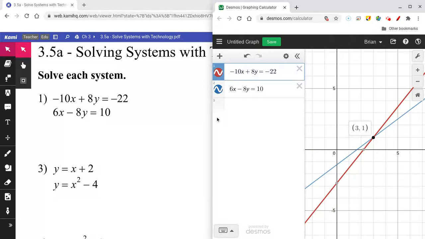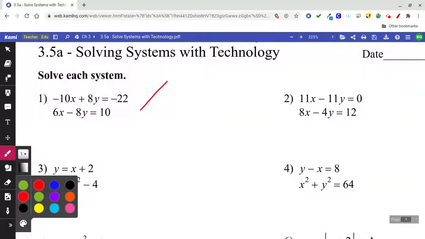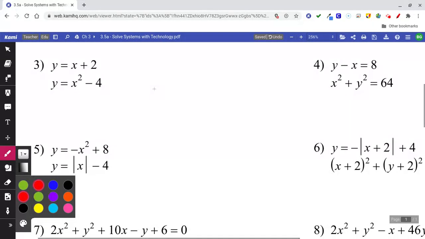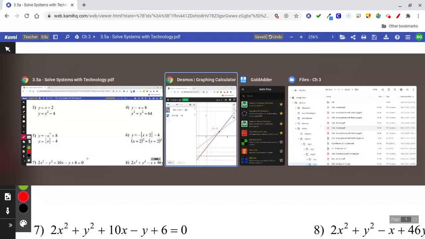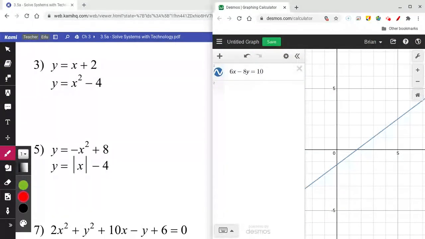That's your solution. So what I want to do here is let's just show it like this. We've got lines that cross like this at 3, 1. Okay. So then the next one, hopefully you can tell there's going to be a line and a parabola. But still, let's go to Desmos and we can do it quickly.